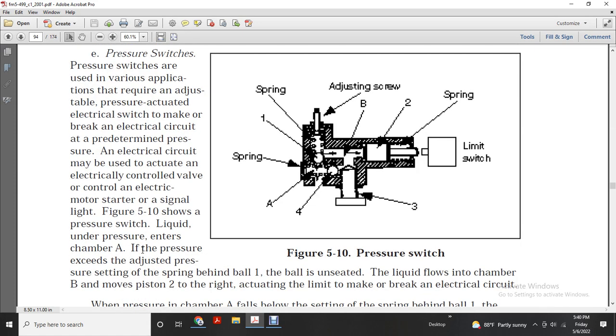Figure 5.10 shows the pressure switch. Liquid under pressure enters chamber A. If the pressure exceeds the setting of spring C, ball 1 is unseated, and liquid flows into chamber B, moving piston 2 to the right and actuating the limit switch to break the electrical circuit. 5 is the tension adjusting screw for the limit switch, with port 4, spring 5 and the spring.